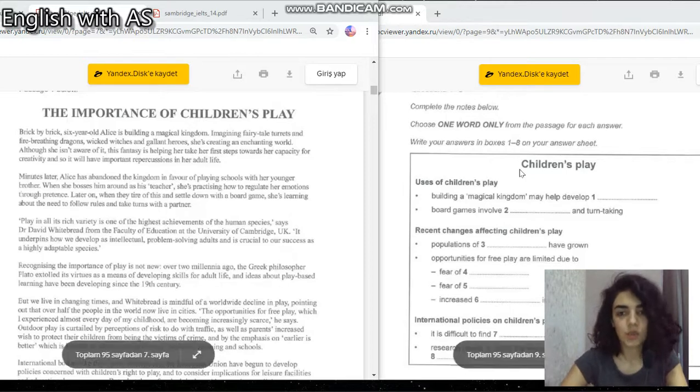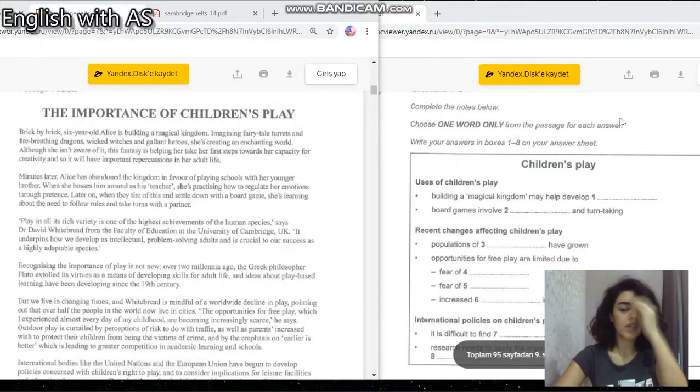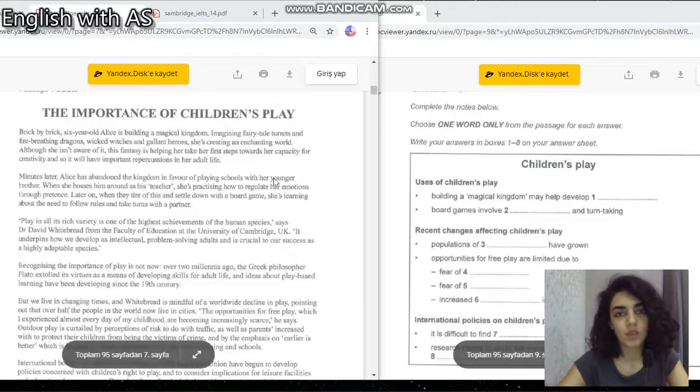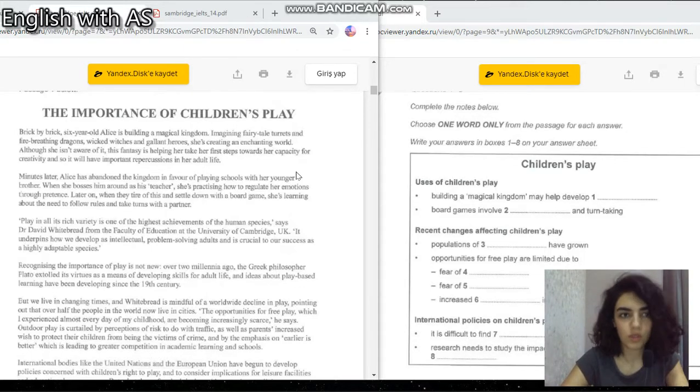So first type of question is complete and no spell. So this is completing. It's also called table. And here we have a title, Children's Play. But anyway, as it's the first type of question of the first passage, we will definitely try to find out our answer from the first paragraph, because this is the first question, first passage, first type of question, everything is first, so we need to focus on the first paragraph. Like 90% it will be in the first paragraph. So that's the first trick.